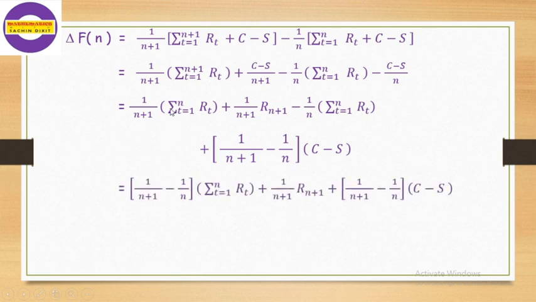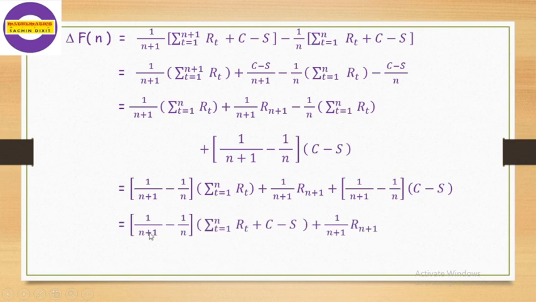Now, here it is summation 1 to n Rt, here also summation 1 to n Rt. Take that summation common, then we get in the bracket 1 upon n plus 1 minus 1 upon n into summation t varies from 1 to n Rt, plus this middle term as it is and this last term as it is. Now if you observe the first and last term, the square bracket 1 upon n plus 1 minus 1 upon n is again same. Take that term common, we get the expression as 1 upon n plus 1 minus 1 upon n into summation t varies from 1 to n Rt plus c minus s plus 1 upon n plus 1 R of n plus 1.